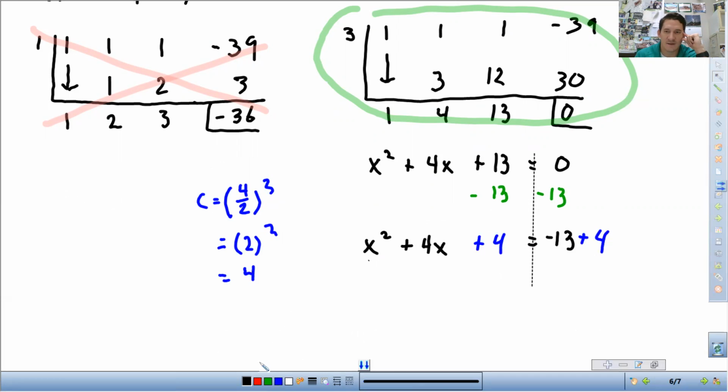Oh, that's not fun. This is going to end up being close to the same answer we got last time. This is going to be negative 9. This is going to factor into x plus 2 squared.